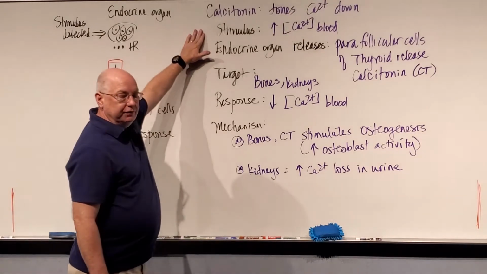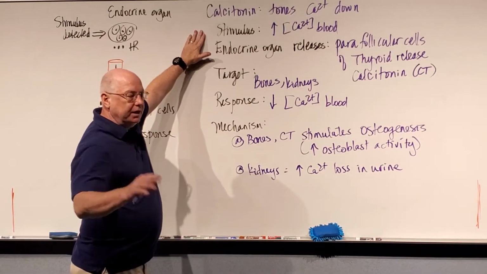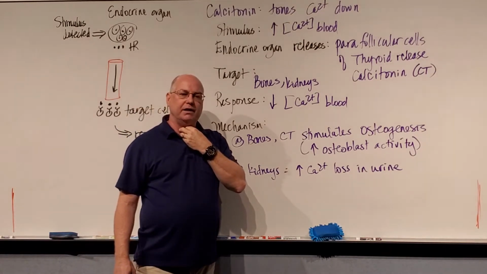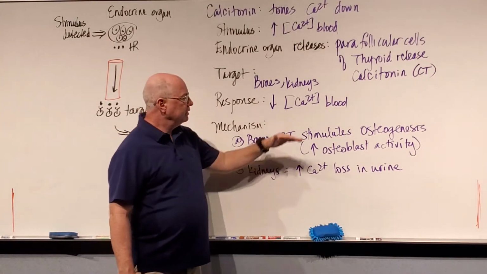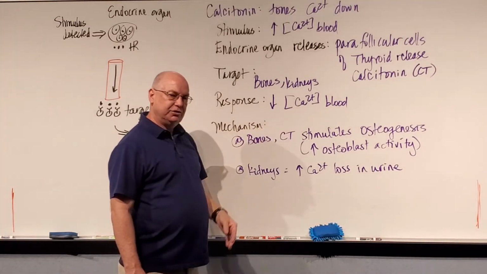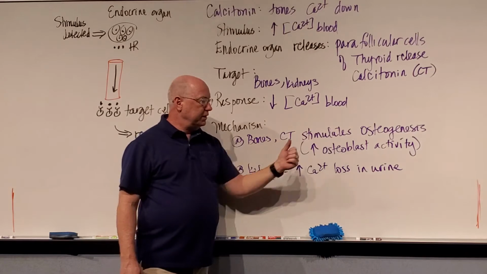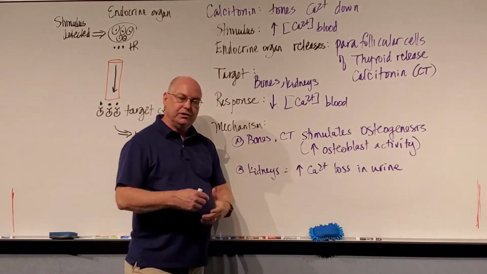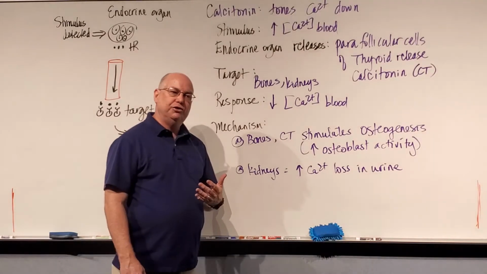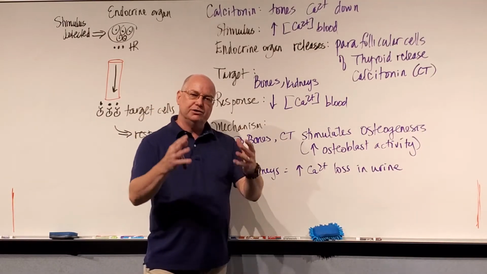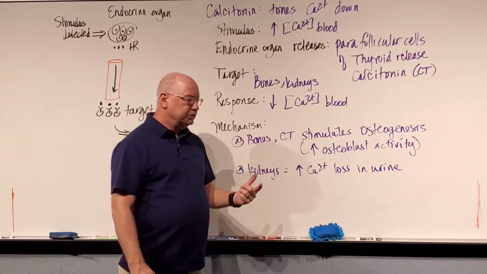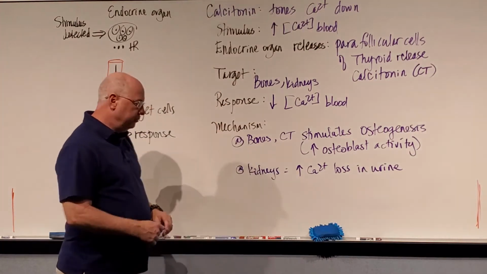The stimulus is elevated blood calcium levels. The parafollicular cells of our thyroid gland detect that and release the hormone calcitonin. Calcitonin will target our bones and our kidneys. It will lower the calcium concentration in our blood by stimulating osteogenesis in bone, or increasing osteoblast activity. And at the kidneys, it will increase calcium loss in urine. It makes the kidneys more permeable to calcium. We'll get into the detail of that when we do the urinary system. Okay, so know the steps, know the hormone.